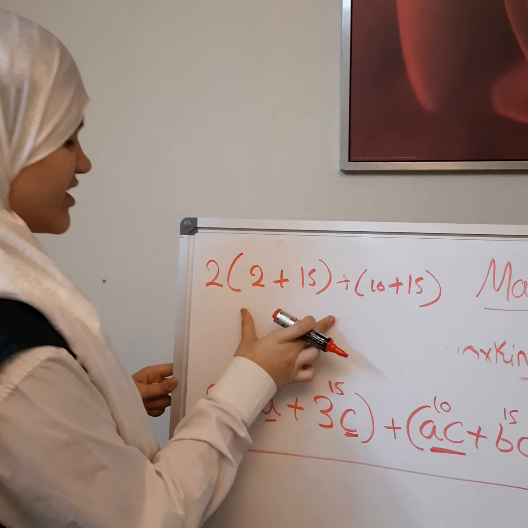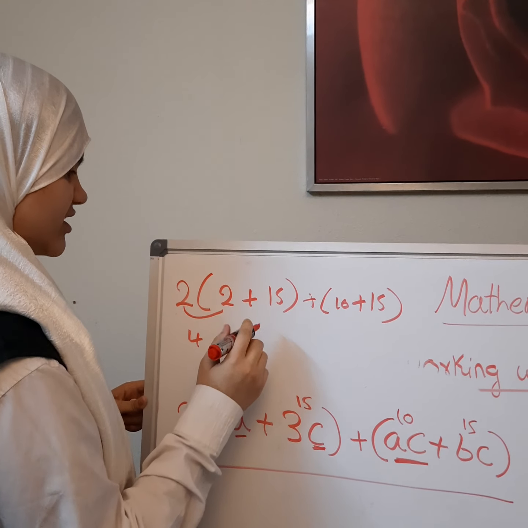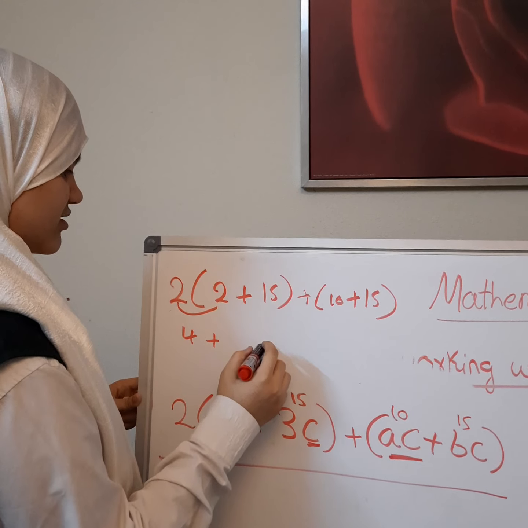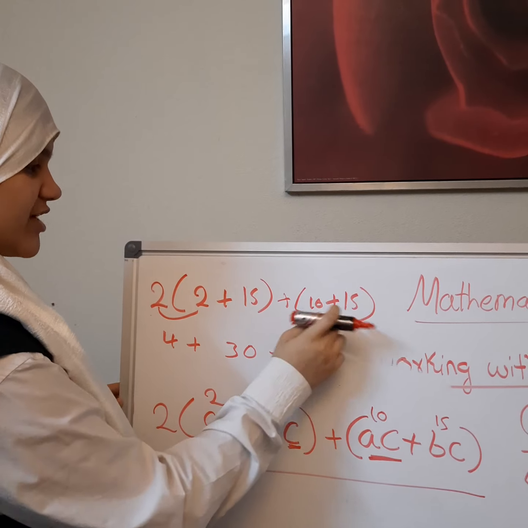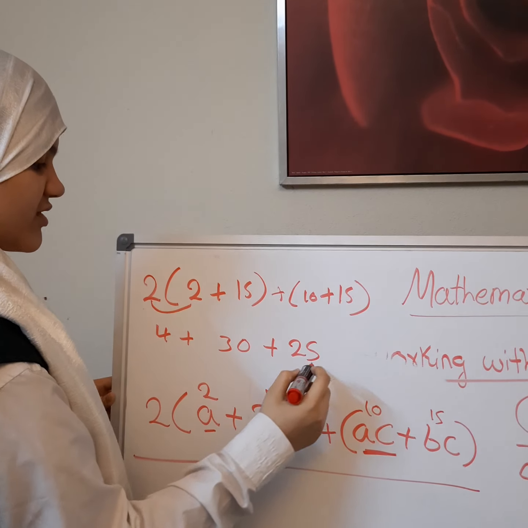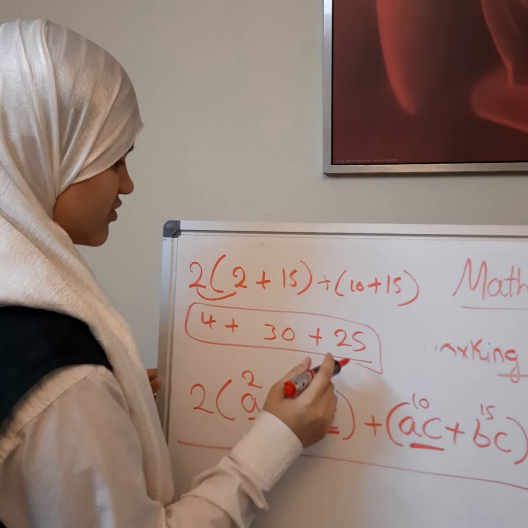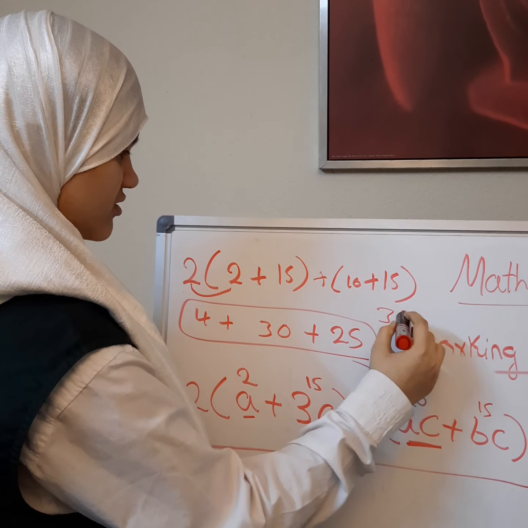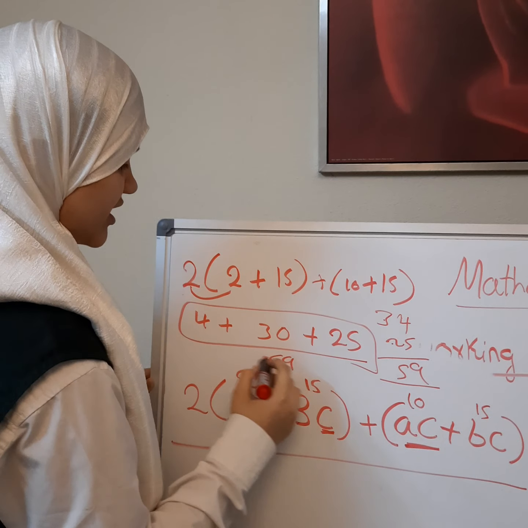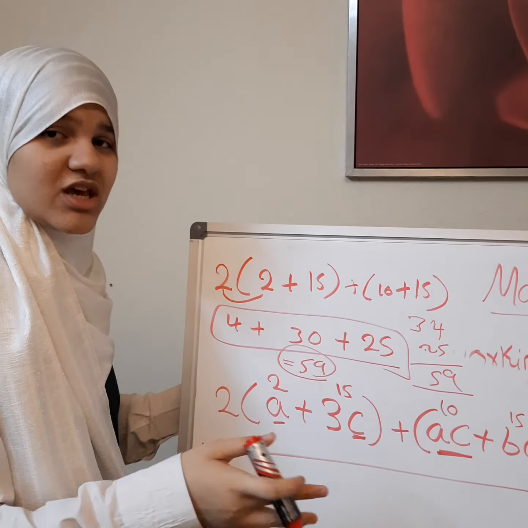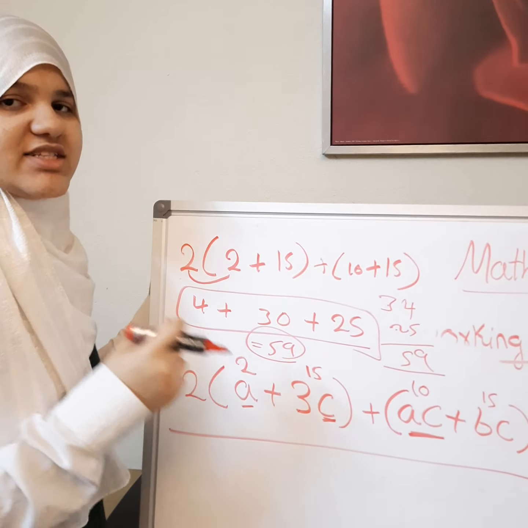Now finish the multiplication first. 2 times 2 will be 4, plus 2 times 15, which is 30 of course. Then plus 10 plus 15, 25. After that you will add. 4 plus 30 it will be 34, 34 plus 25 is 59. The answer will be 59 without any variables, because we took the numbers given in the question in place of the variables.